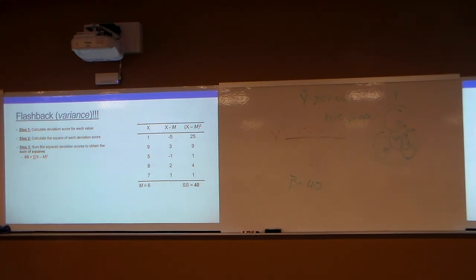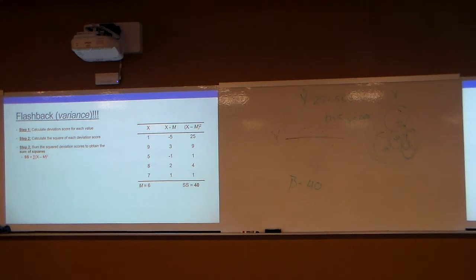What is it? It's a measure of variability. It's just a really raw measure of variability. Is it interpretable? Not really. It's important for calculation, but I can't look at a sum of squares and tell you whether that's indicative of a large amount of variability or a small amount of variability.